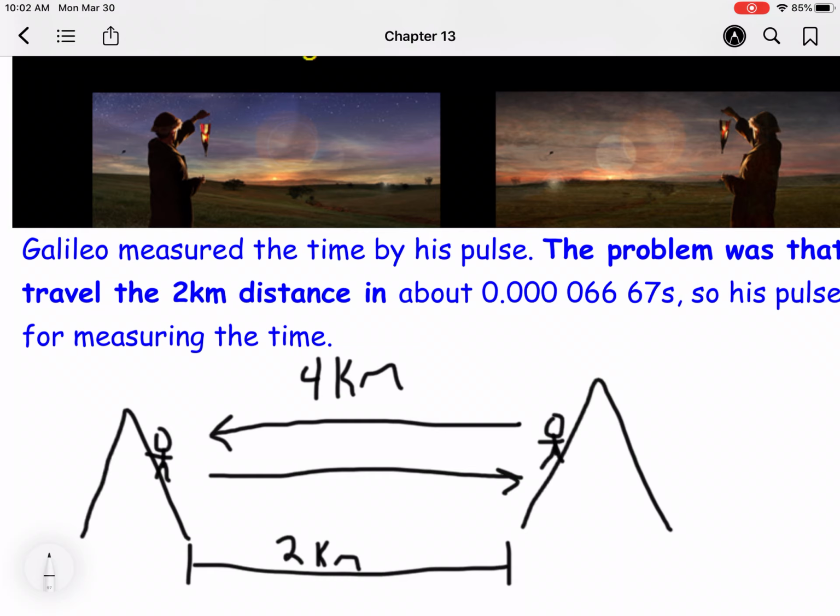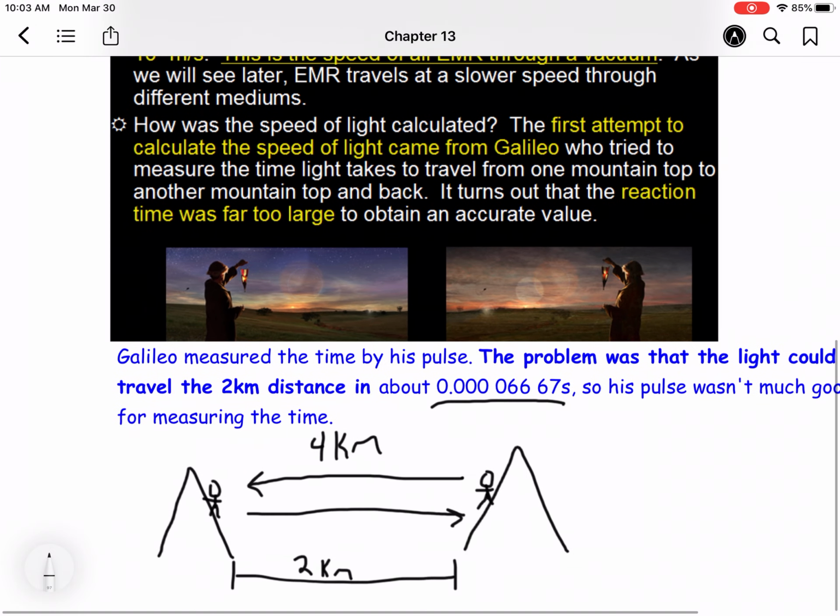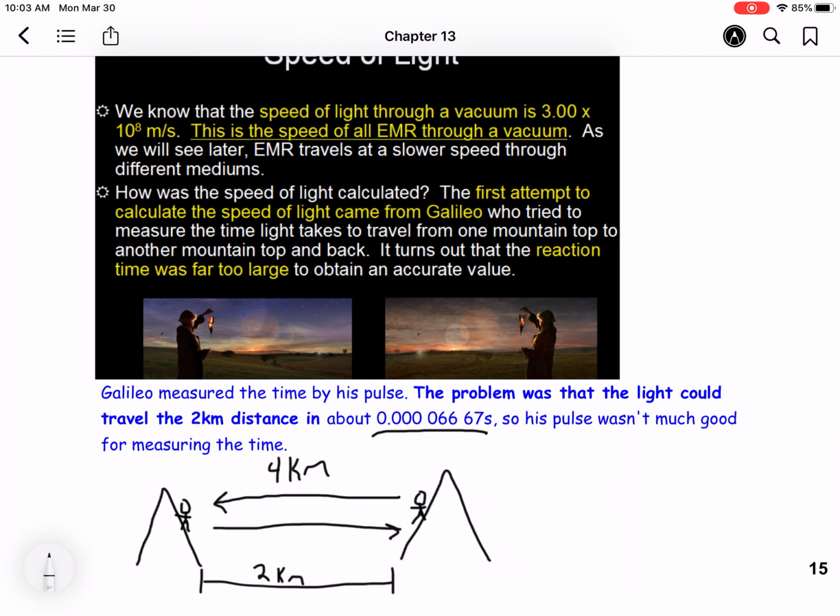The problem is that Galileo was trying to measure this using his pulse. And the time that it went this distance was 0.0000666 seconds. So you can't exactly measure that using your pulse. It doesn't quite work, right? And so that was a big issue. The 4 kilometers wasn't far enough, and the time was too small, so you couldn't time it using that, all right?